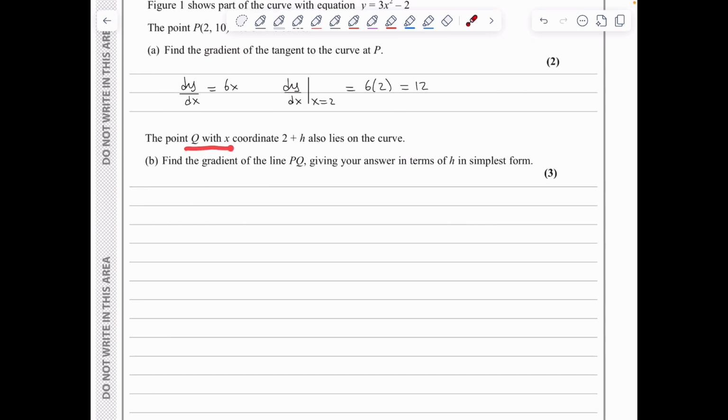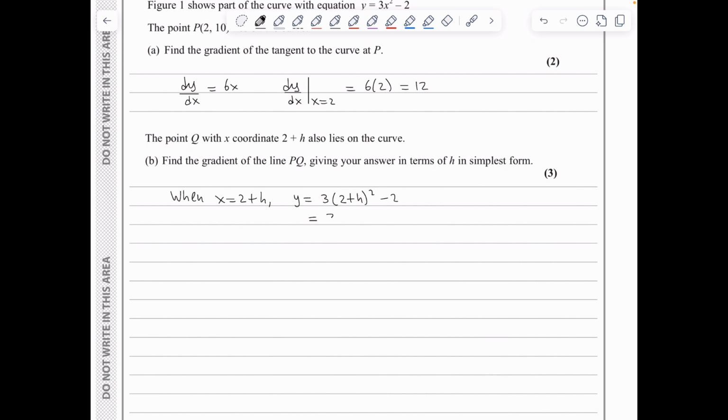Now the point Q with x coordinate 2 plus h also lies on the curve, and we need to find the gradient of the line PQ, giving our answer in terms of h in its simplest form. So I will first start by finding the y coordinate at the particular point where x is 2 plus h. So I'm going to say that when x is equal to 2 plus h, we've got y is 3 times 2 plus h squared minus 2.